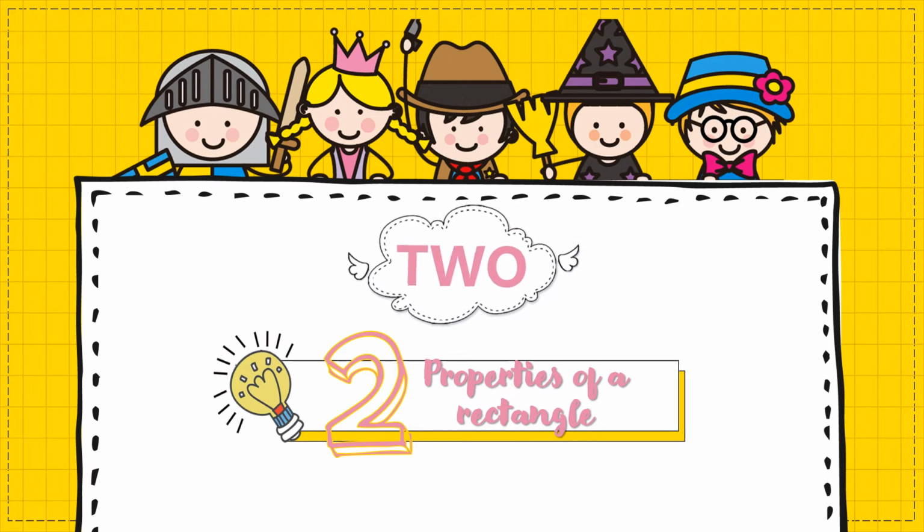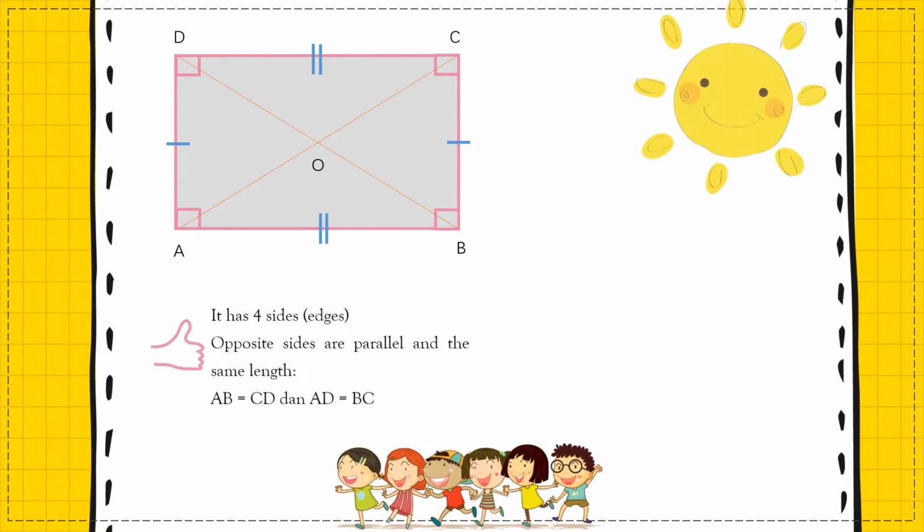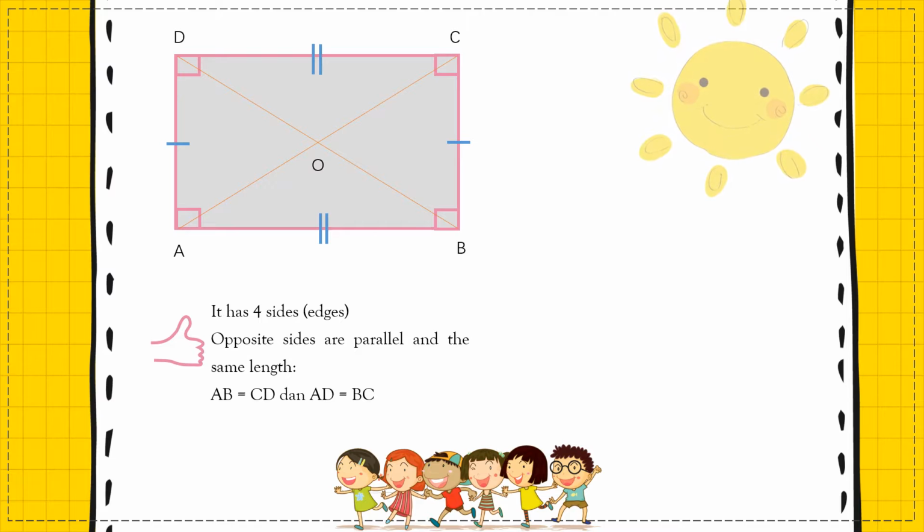Properties of a rectangle. The first, a rectangle has 4 sides, where the opposite sides are parallel and the same length. For example, in the picture, the parallel sides are side AB equal CD and AD equal BC.